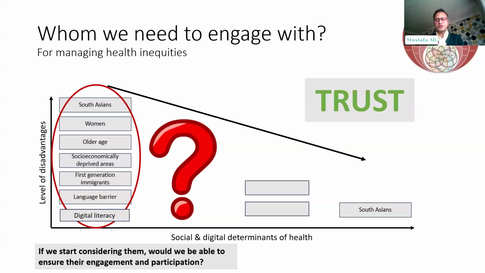Next, please. So trust is that determinant which is recognized recently in most of the NHS vision documents, where they have said if we want to address ethnic inequities, we need to work on the trust, because that's what is missing. And for building that trust, we need to work with the trusted advocates within the community who might help us build that trust with that community. Next, please.